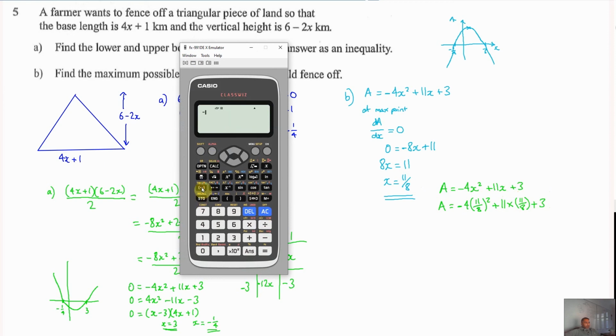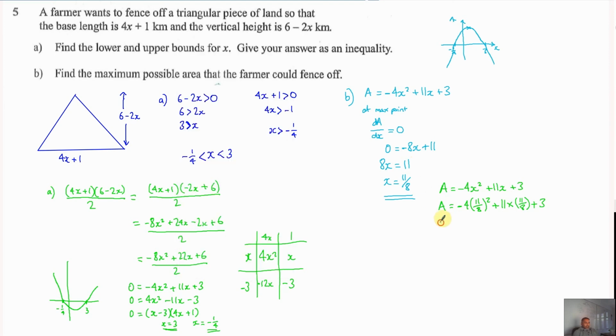So minus 4 times bracket, fraction button, 11 over 8, close bracket, squared, plus 11 times bracket, and you don't need the brackets here, I just like to do it to keep things neat and tidy and avoid little mistakes, plus 3, which gives us an answer. So A is 169 over 16.